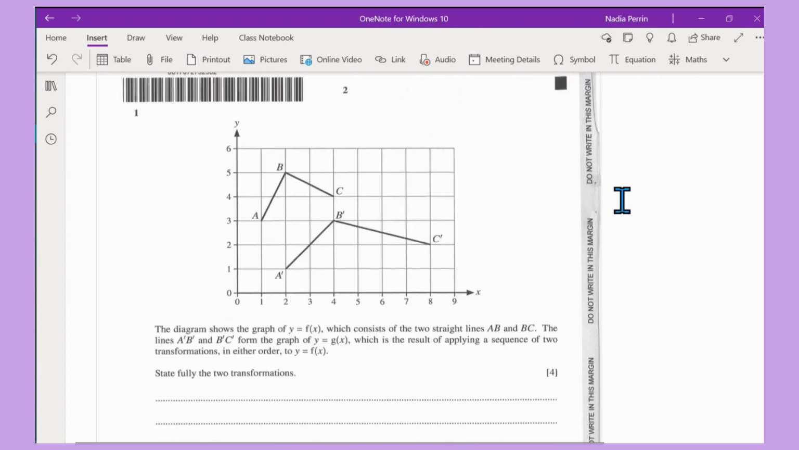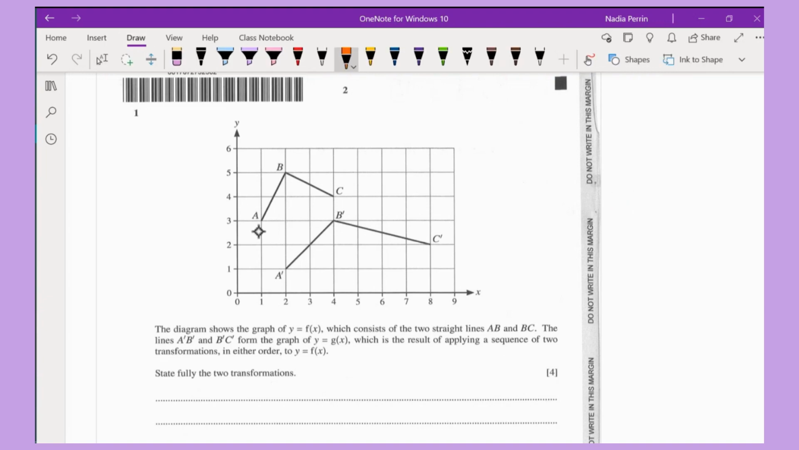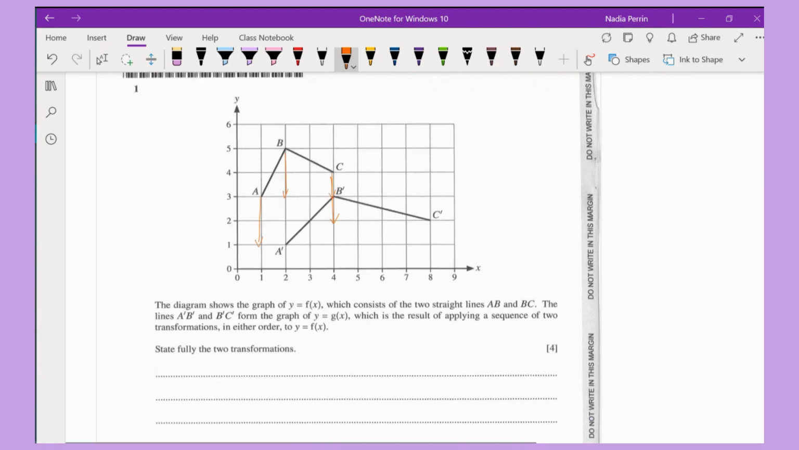So the first question was a transformation question. They just wanted you to describe the two transformations in full. So if we look at, first of all, what's going on, it's gone from ABC to A dash, B dash, C dash. Hopefully you can see that it has actually moved down. All of the points have moved down 2. B is now in line with that, C is now in line with that, and A is in line with that. So the first one that I would describe is a translation.